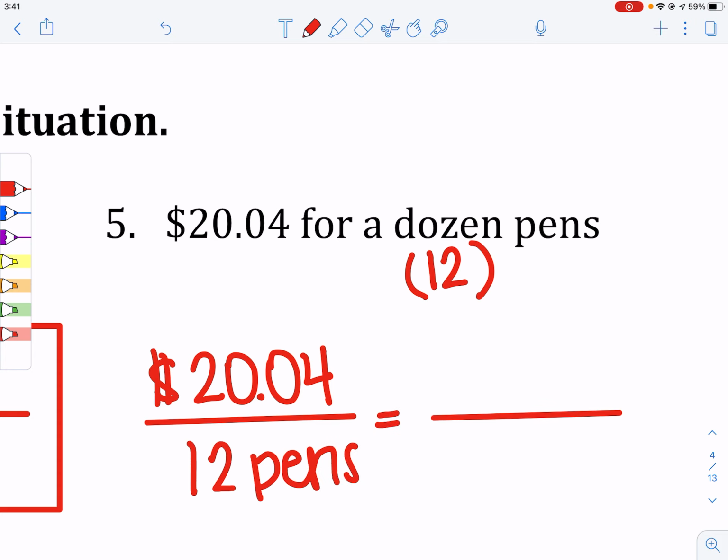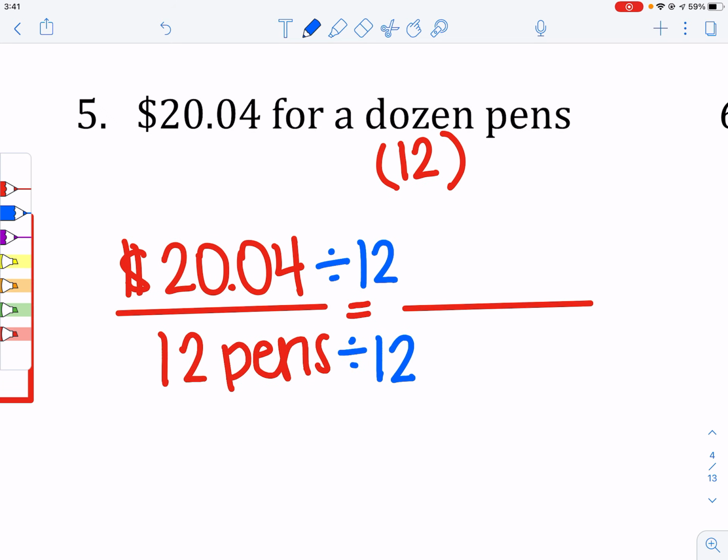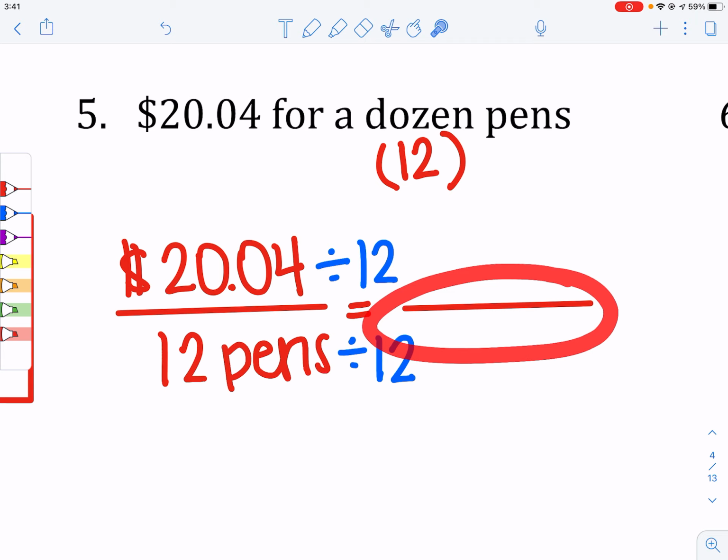Again, your goal is for this bottom number to be a 1. If it's a 12 right now and I need to turn it into a 1, that means I need to divide the top and bottom both by 12. So go ahead and divide the top and bottom both by 12, and then write in what is your unit rate in number 5. You can either write it in as a fraction just by using the backslash, or you can write it in using the word per.